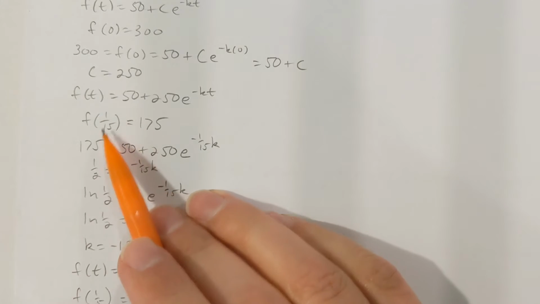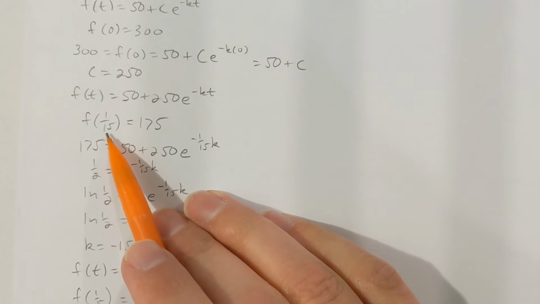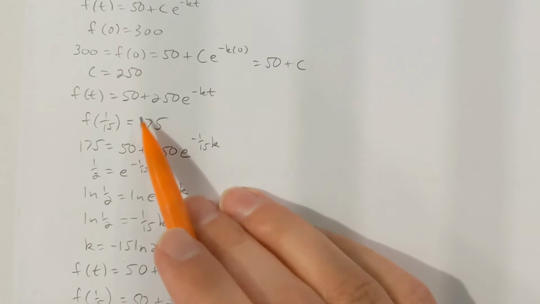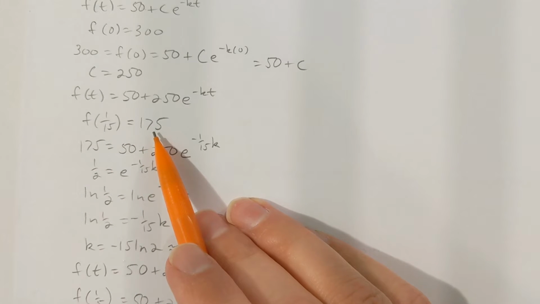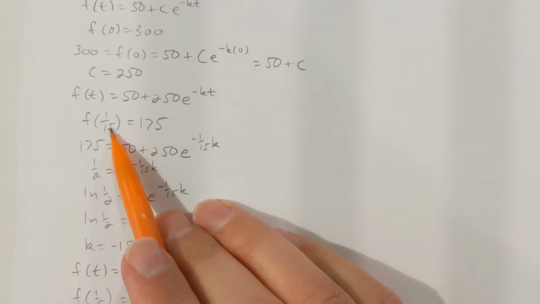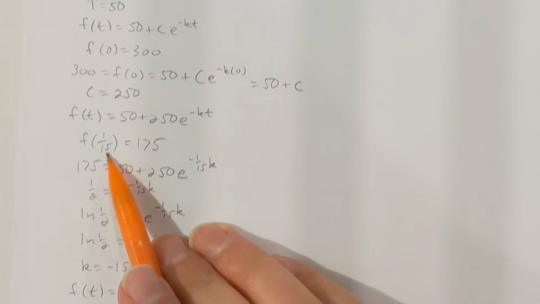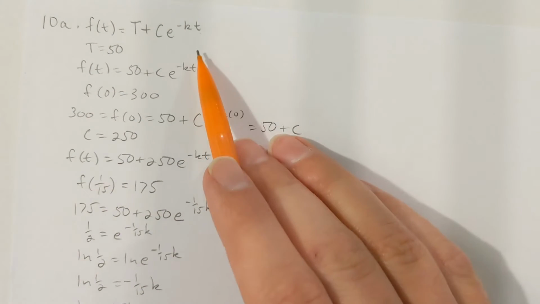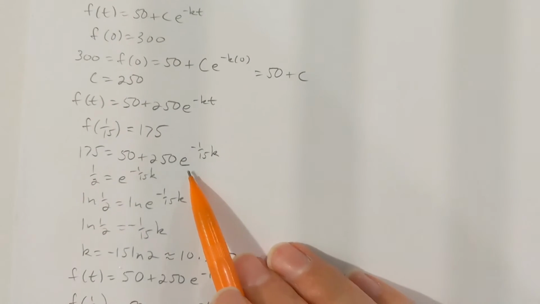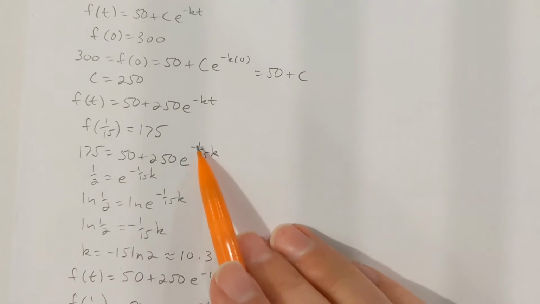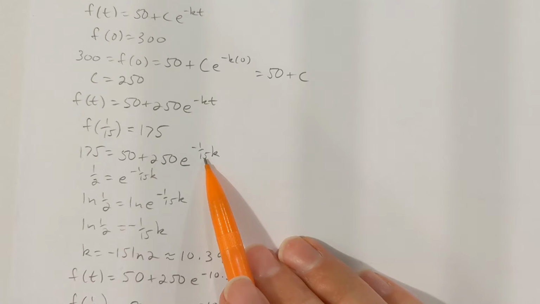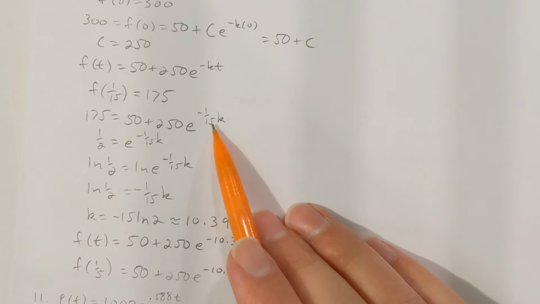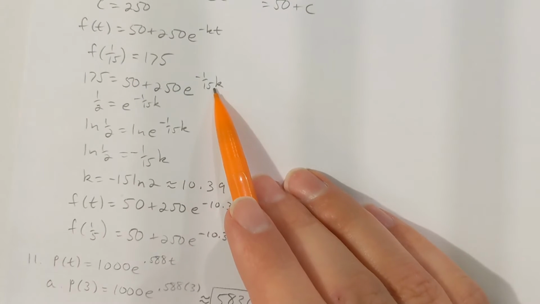So if I plug in 1/15, that is essentially saying that I'm looking at the temperature of the metal at 4 minutes, which again is 175 degrees Celsius. Also, if I plug in 1/15 into the function, this is a function of time t, so I'd be plugging that into the formula here where I see t. And let's solve this equation for K.